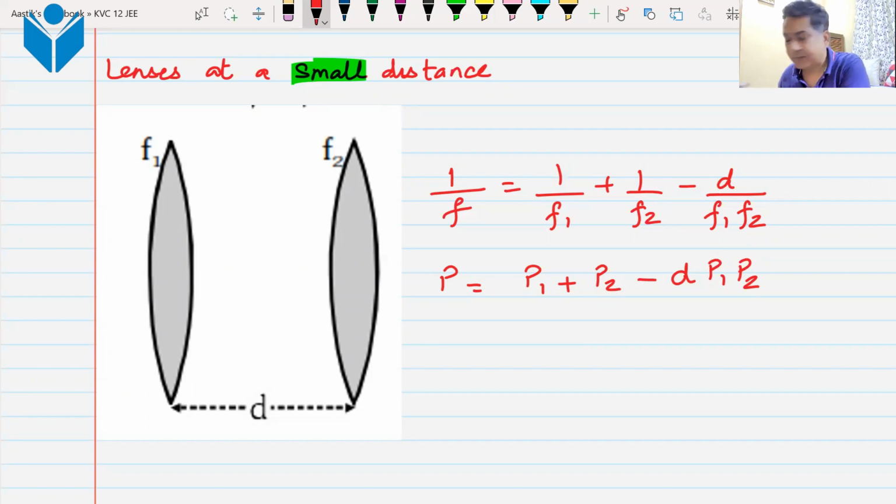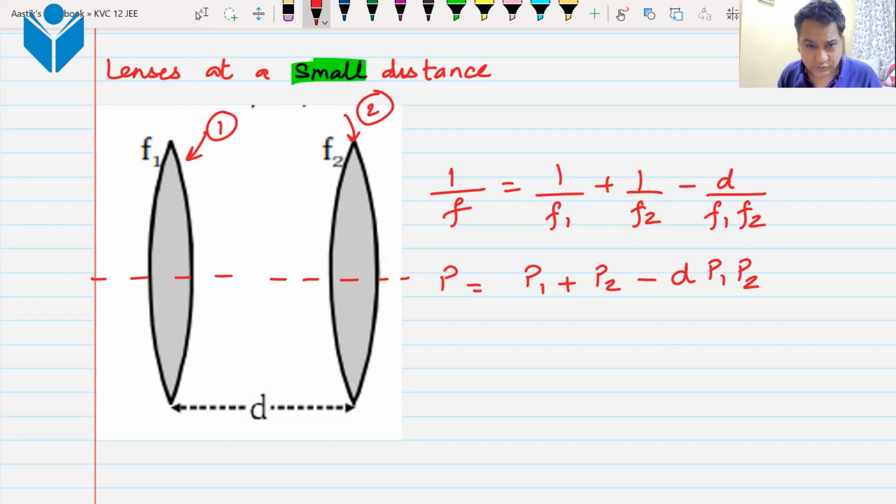There is one more thing which is rarely asked, but since it's a part of this topic. Now, what they sometimes ask you, what we are doing here is we are replacing these two lenses by a single lens. Do we understand this? This is lens number one and this is lens number two. What we are doing is replacing these two lenses by a single lens. Yes or no?